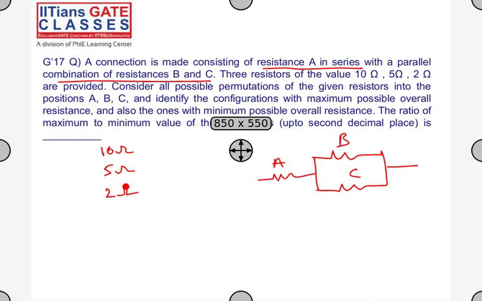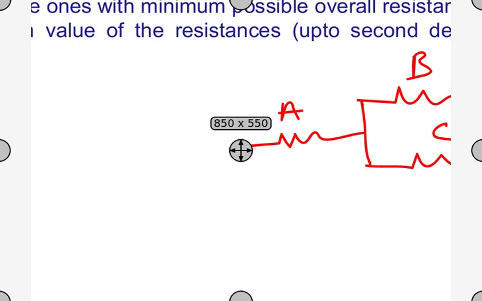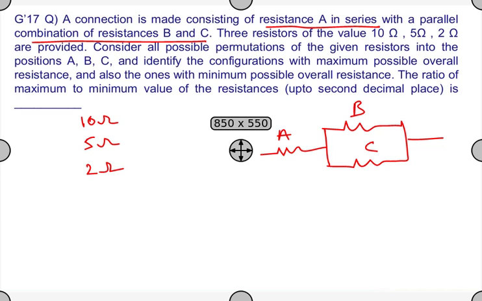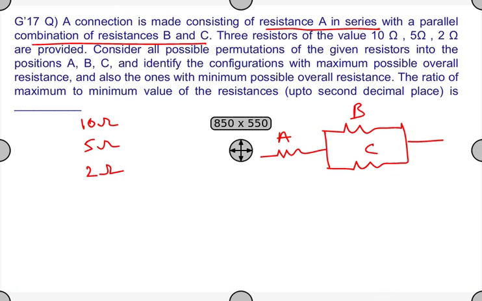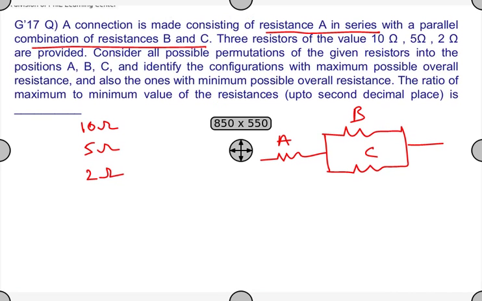Consider all the permutations. So you have to keep these three resistances, 10, 5, and 2, in the places of A, B, and C. You can keep 10 anywhere, 5 anywhere, and 2 anywhere, but you have to use all the three resistances, and you have to find the maximum overall resistance and minimum overall resistance, and the ratio of maximum to minimum.